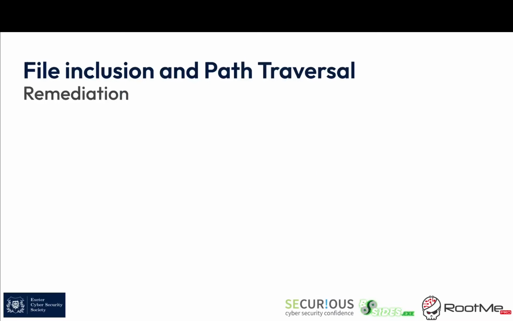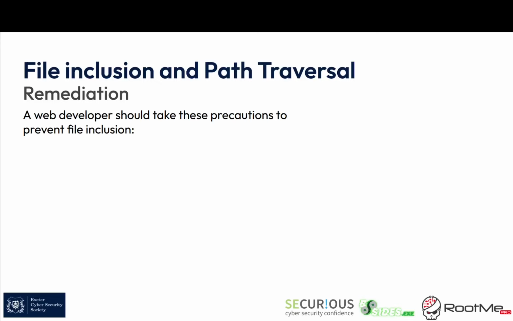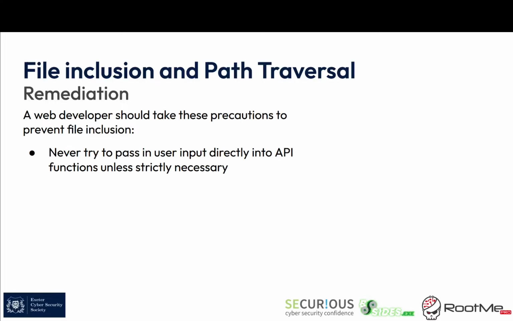Okay, so now we can talk about remediation. So how do we prevent these kinds of attacks if you're a developer developing a web app? Like, what steps can you take to prevent file inclusion and path traversal vulnerabilities? So the first one is obviously never try to pass user input directly into API functions unless it's strictly necessary. And if you do, obviously there are plenty of input sanitization libraries out there that you can use.